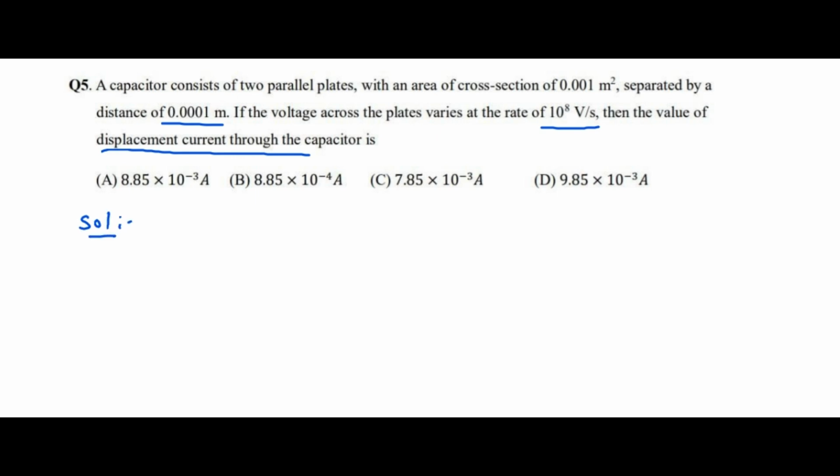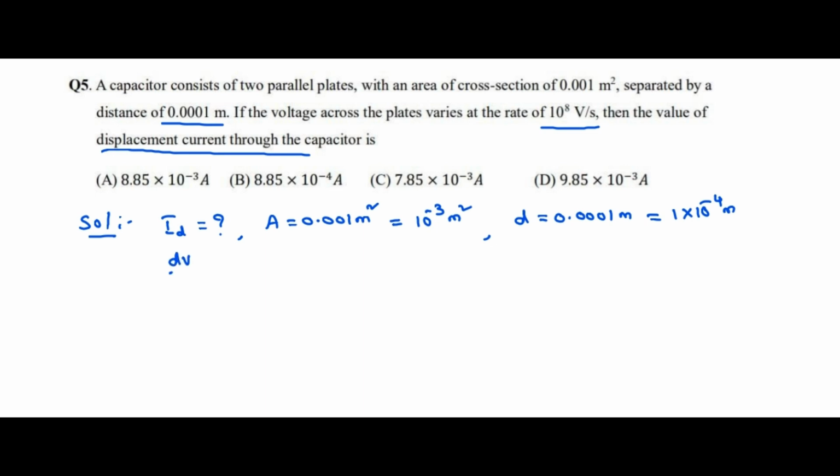Here we need to find out displacement current. The given data here is area is equal to 0.001 meter square, that is nothing but 10 power minus 3 meter square. And the separation between the plates is 0.0001 meter, that is 1 into 10 power minus 4 meter. And dV by dt is nothing but 10 power 8 volt per second.